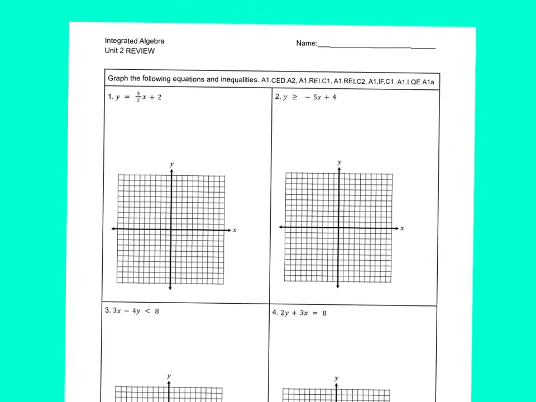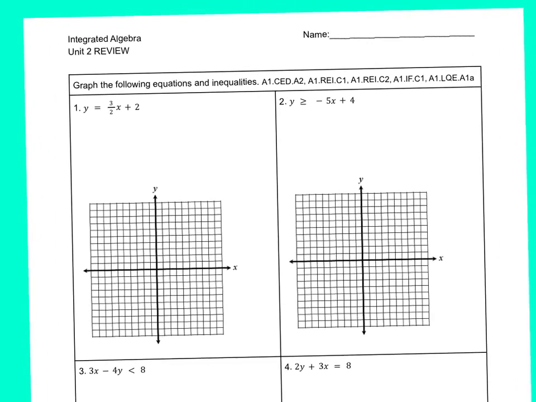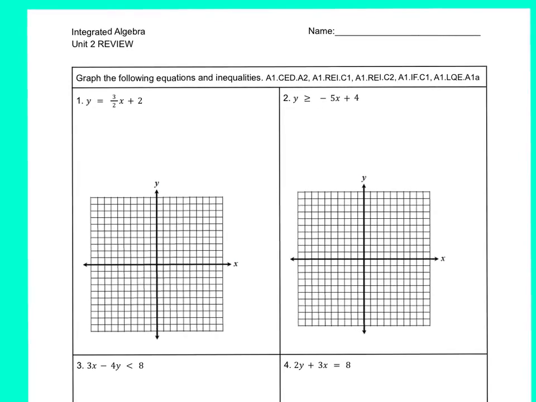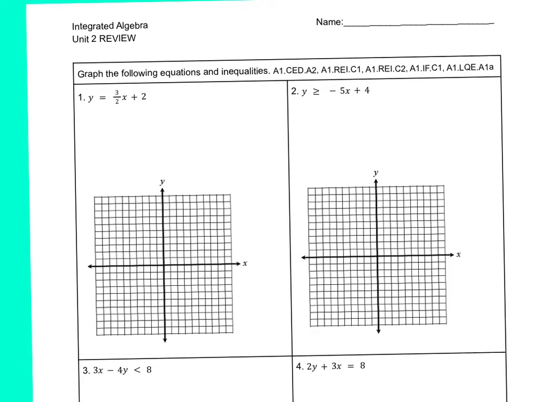All right, Unit 2 review. First few say to graph the following equations and inequalities, and that's it. So looking at number 1, y equals 3 over 2x plus 2. What's the first thing I need to do?